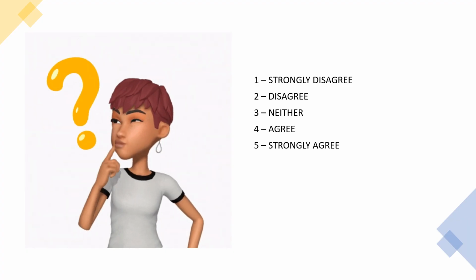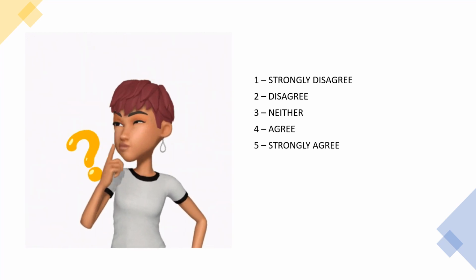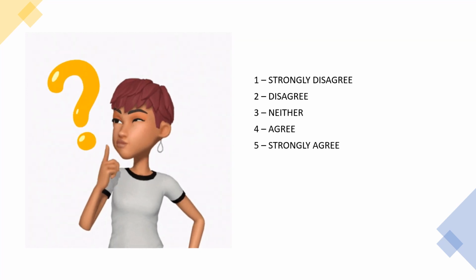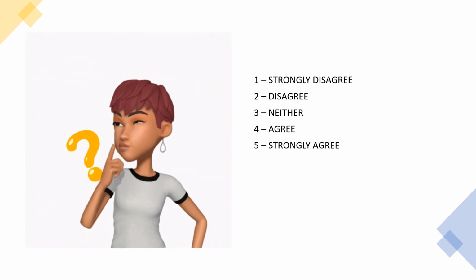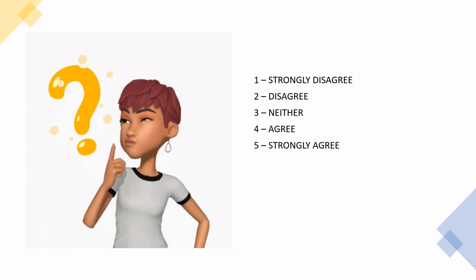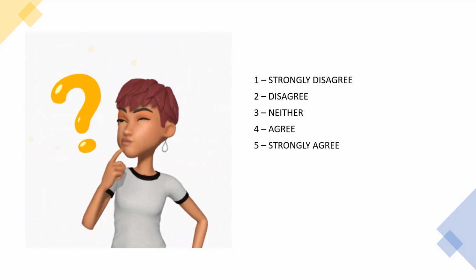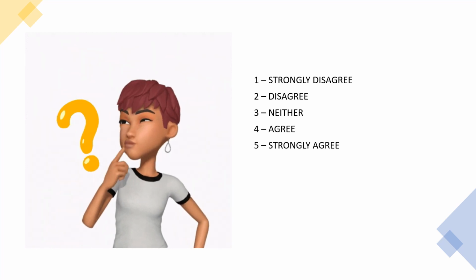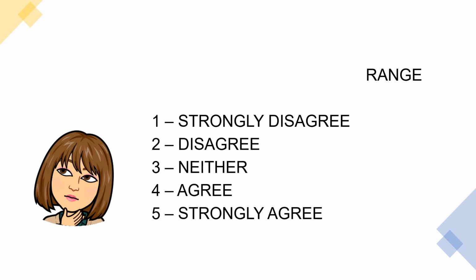In interpreting the Likert scale results, you need to have a category. For example, 1 is strongly disagree, 2 is disagree, 3 is neither, 4 is agree, 5 is strongly agree. Some researchers use always, sometimes, often. But for the benefit of this video, I am going to use this category. After having the category, now let us type for the range.